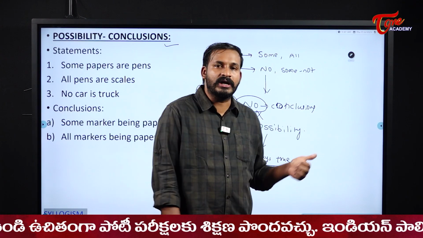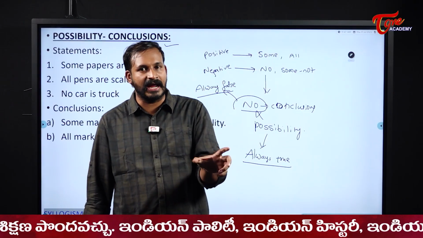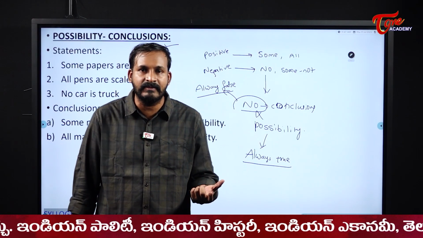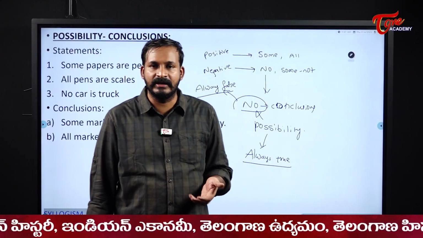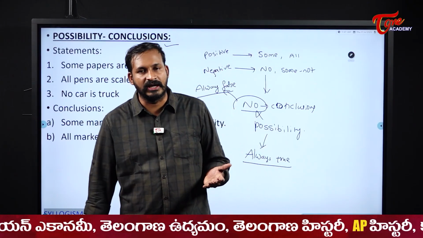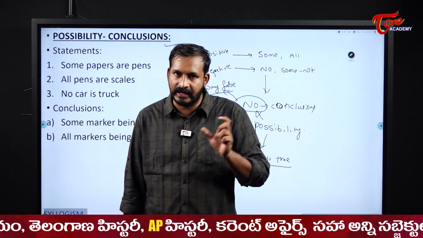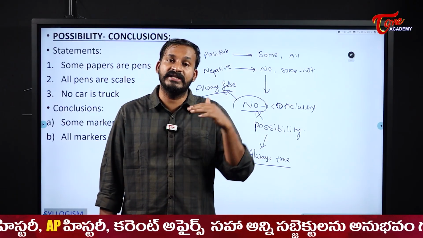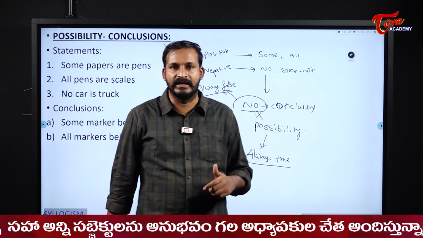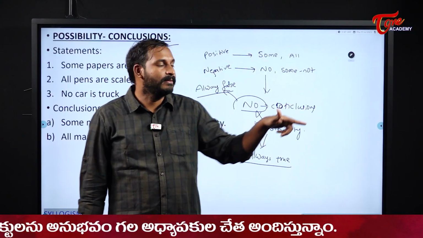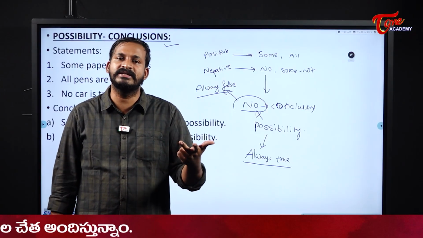In case of no conclusions, we check the basic diagram, and if it is false there, we are happy. If it is true in the basic diagram, we draw an alternate diagram and try to make it false. It doesn't mean no conclusion always becomes false, but we will try. Similarly, for possibility conclusions, first we see the basic diagram. If it is true, we are happy. If not, we draw an alternate diagram to make it true. That is the only difference.